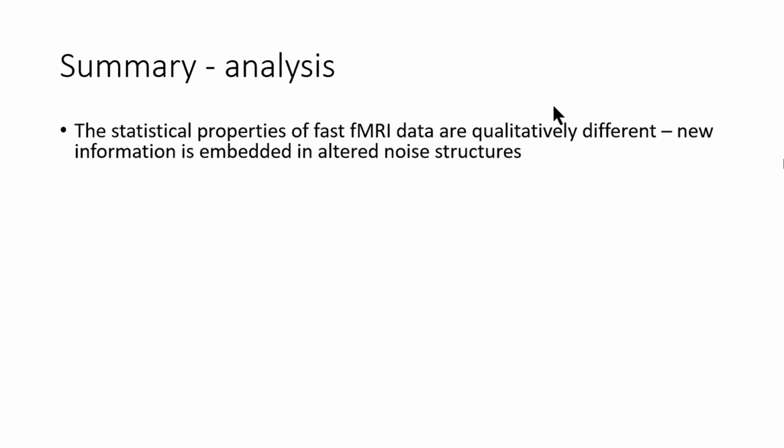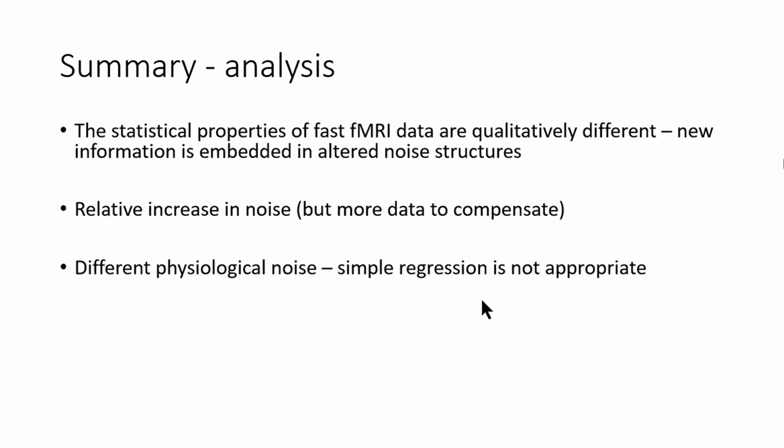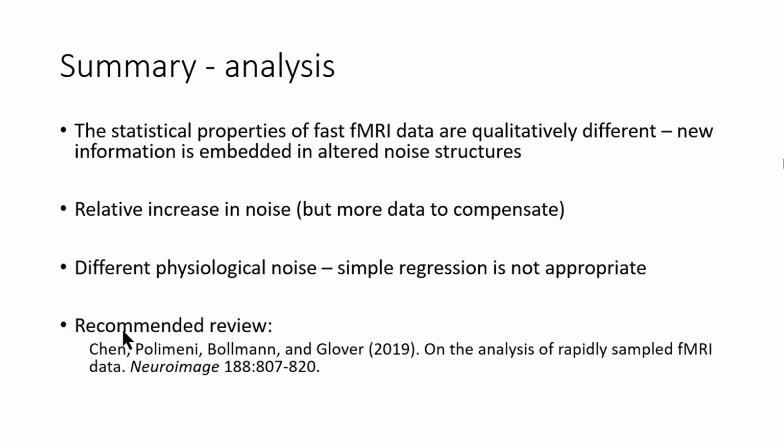So on the analysis side, it's just important to keep in mind that the statistical properties of fast fMRI data are really qualitatively different. There's a lot of new information that's present, but the noise structure is different, and it's worth keeping that in mind as you analyze your data. There can be a relative increase in noise, but you have so much more data that usually it more than compensates for that as long as you take it into account in the analysis. And the physiological noise is different, and so standard regression approaches may not be appropriate. And I recommend this review by Chen et al., which is a really useful overview, including simulations of how standard techniques may or may not apply in the case of faster data.